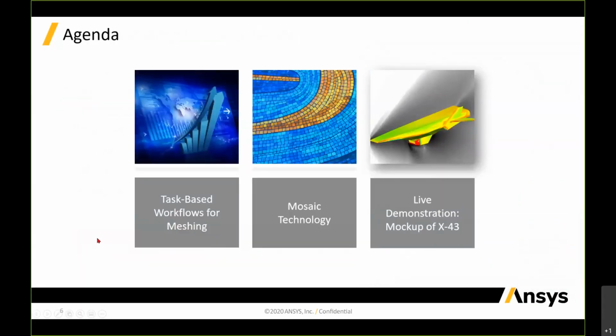Jumping straight into today's agenda, first I would be briefly talking about task-based workflows in Fluent meshing. So basically, in one slide, I would go over watertight meshing and fault-tolerant meshing workflows. Next, again in just one slide, I would briefly talk about the Mosaic technology. And then the main focus of this webinar would be on a live demonstration where we would take in the mock-up of an X43 case and mesh it in the watertight meshing.